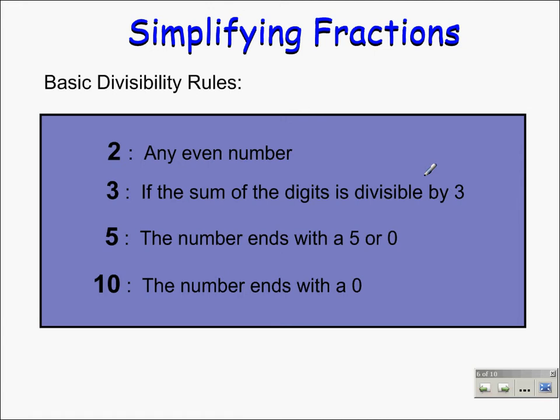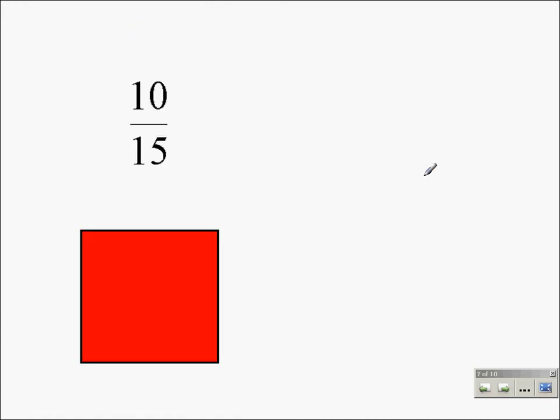Let's take a look at a couple of fractions and how we would simplify them as much as we can based on these divisibility rules. Let's take 10/15. Because they both end in a 0 or a 5, based on our rules, we know that we can divide it by 5. Now, we know that 5 over 5 equals 1. So dividing a fraction by 1 won't hurt it. It won't do anything to it other than simplify it some more.